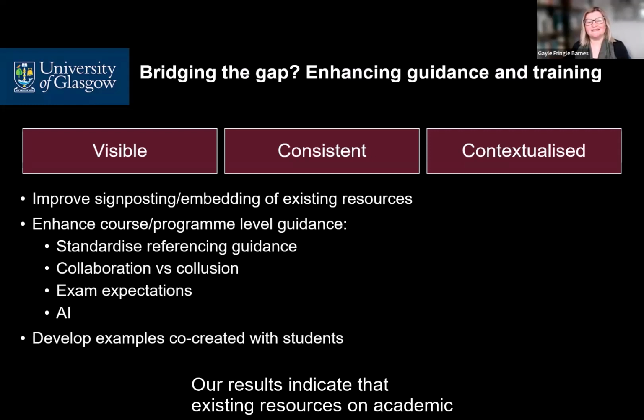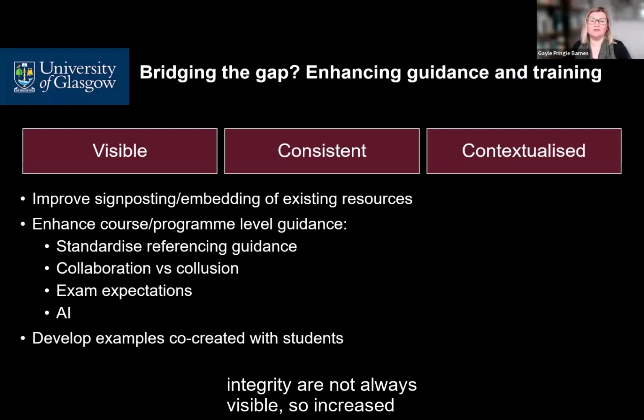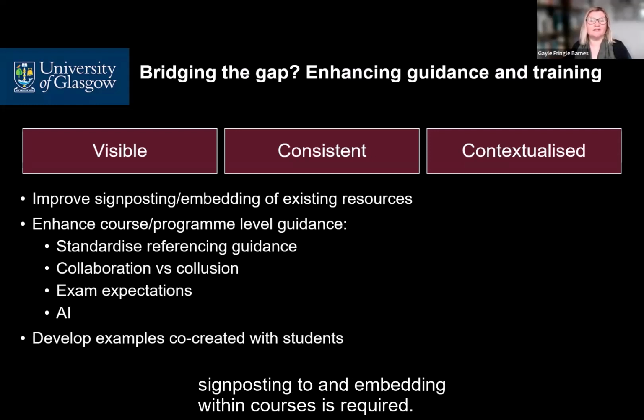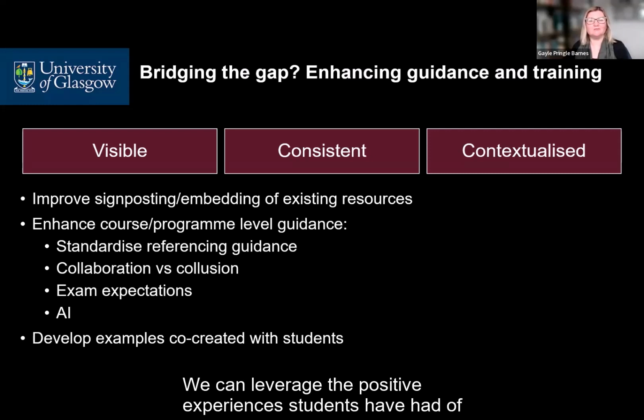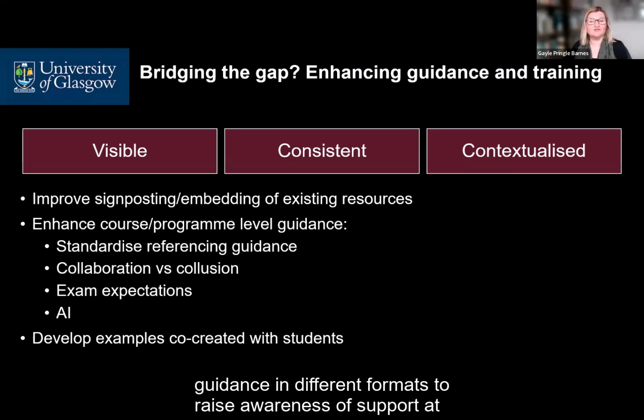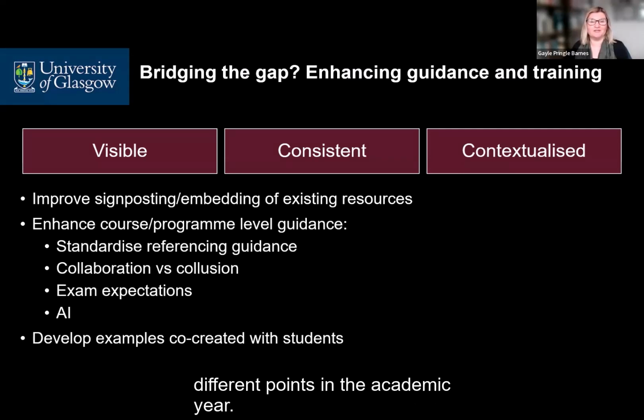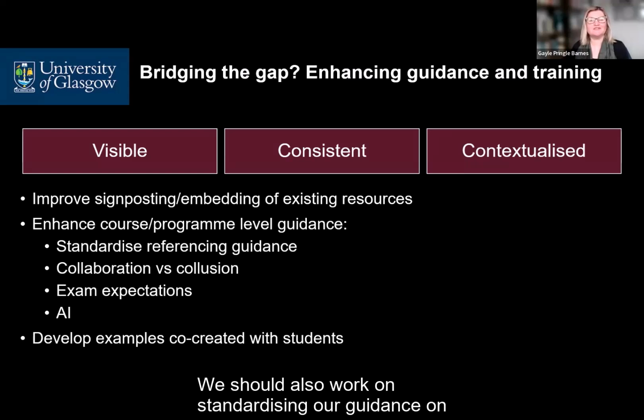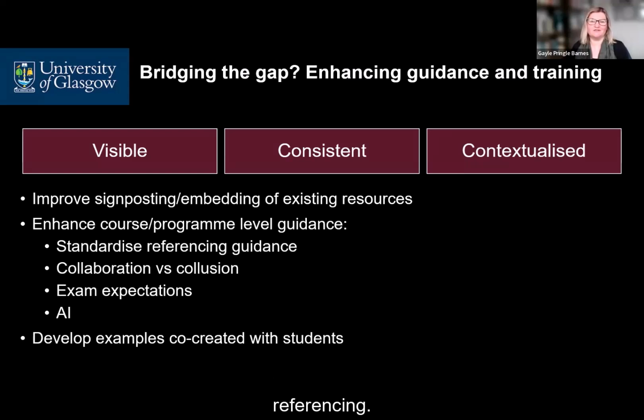Our results indicate that existing resources on academic integrity are not always visible, so increased signposting to and embedding within courses is required. We can leverage the positive experiences students have had of guidance in different formats to raise awareness of support at different points in the academic year. We should also work on standardising our guidance on referencing.